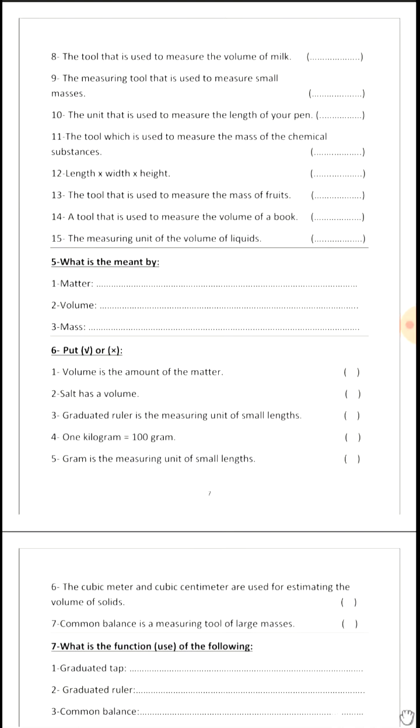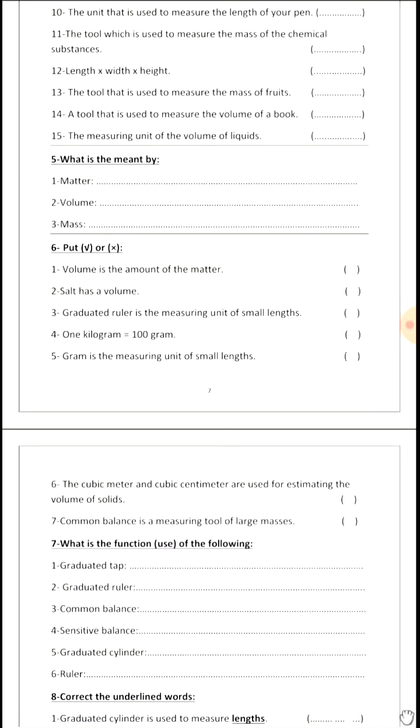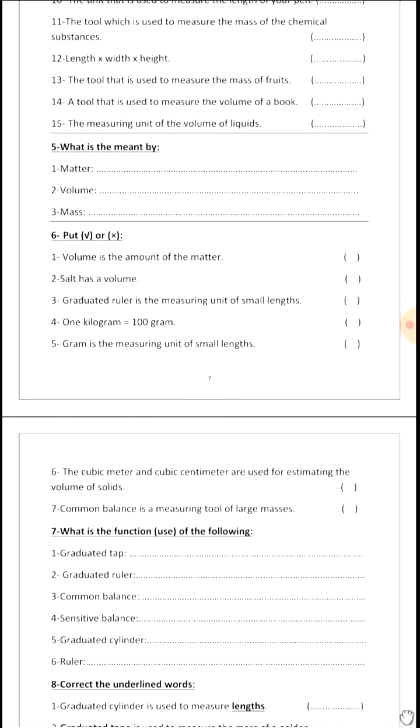Number 10. The unit that's used to measure the length of your pen. Your pen is a small object, so I can use ruler to measure the length of the pen. Number 11. The tool which is used to measure the mass of the chemical substances. Chemical substances, small things, so I can use sensitive balance to measure the mass of chemical substances.